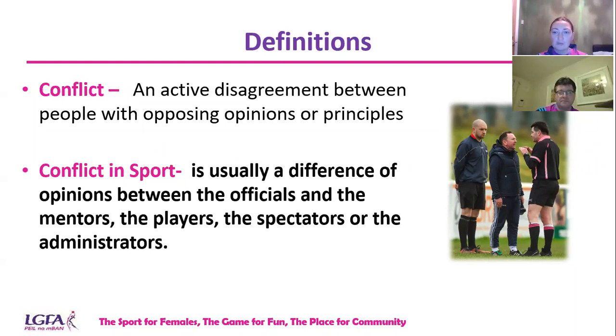Conflict in sport, so regarding you as a referee in sporting teams, is usually a difference of opinions between the officials and the mentors, the players, the spectators, or the administrators, because you have to have somebody to have conflict with. And usually, unfortunately, the referee or the officials, that could be a lines person or umpire, tend to get the brunt of it. More often than not, it's probably the most common one. But again, it's that difference of opinion.